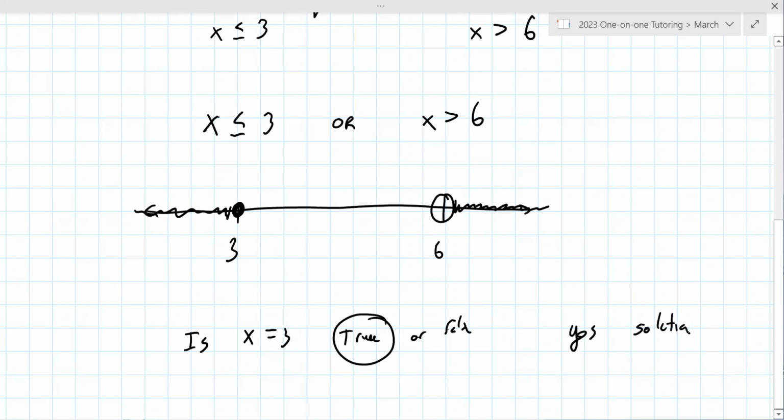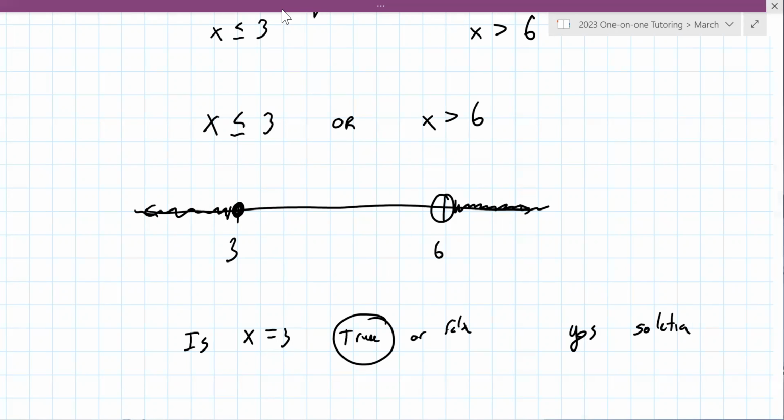Okay. If it asked about 6, how would your answer change if it said x equals 6? It would still be true, right? It's an open circle, so that's not included. Okay. Very important distinction there.